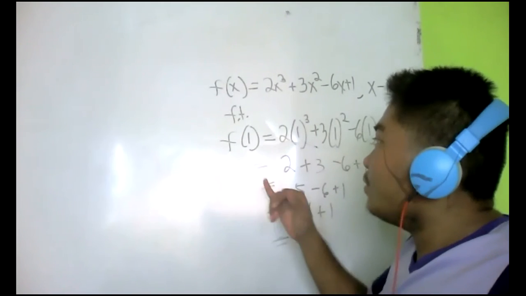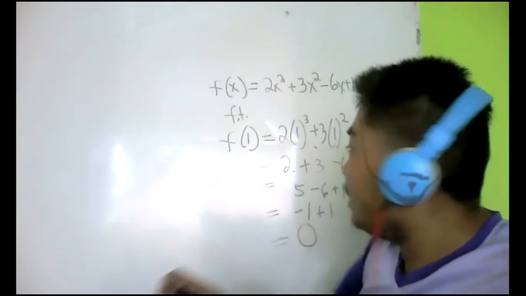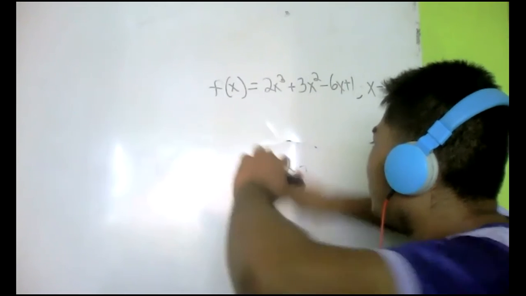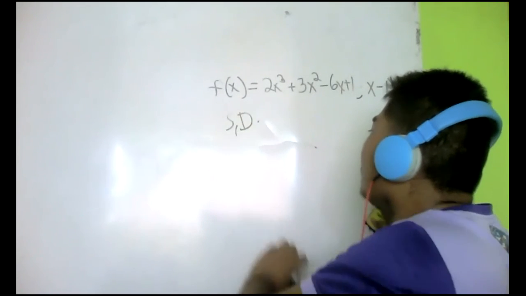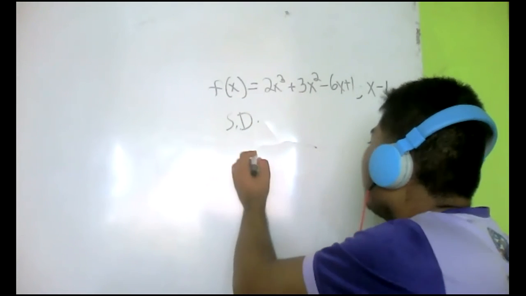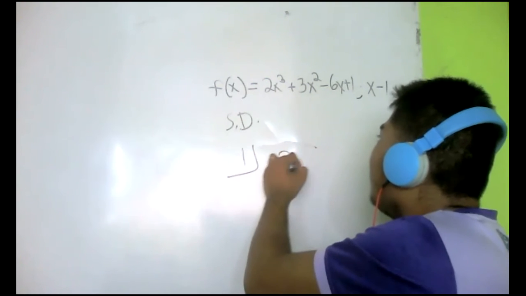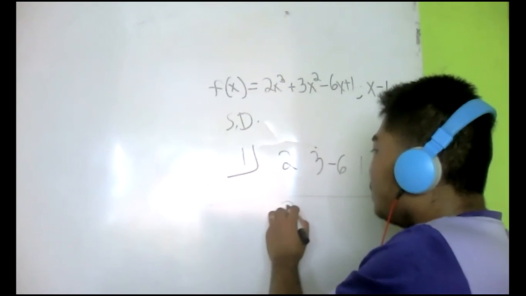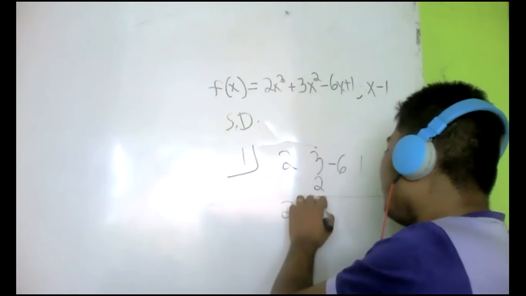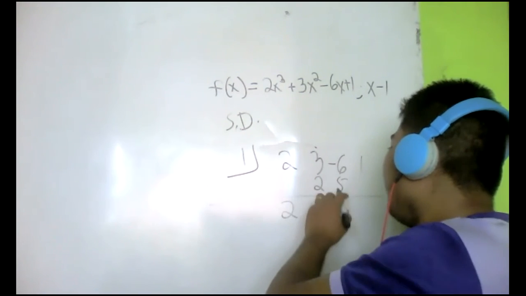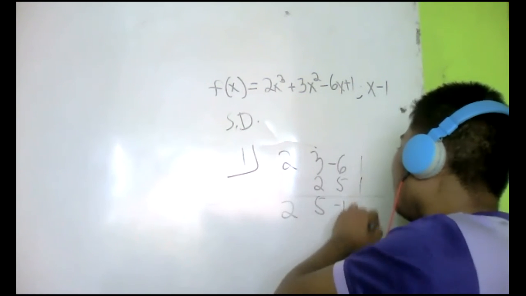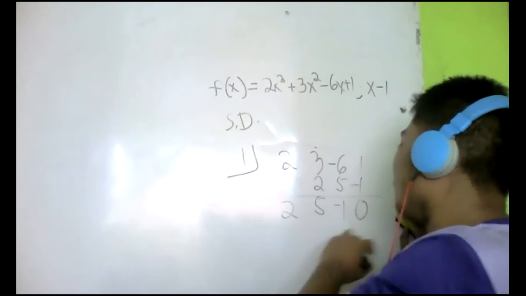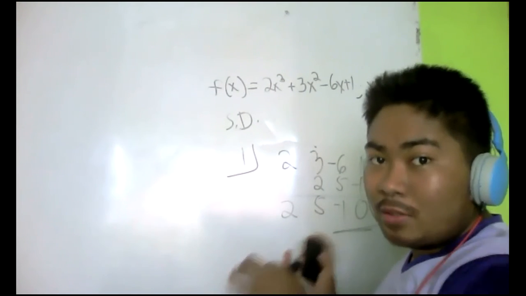Okay. Ayan. So gets na ba? Basta, you can use factor theorem, you can use synthetic division. So synthetic tayo, tingnan natin. So synthetic division. We have positive 1, we have 2, 3, negative 6, and 1. So bring down 2, that would be 2, that would be 5, this would be negative 1. So that is 0. Ayan. Synthetic na lang kayo. Mas madali, diba?